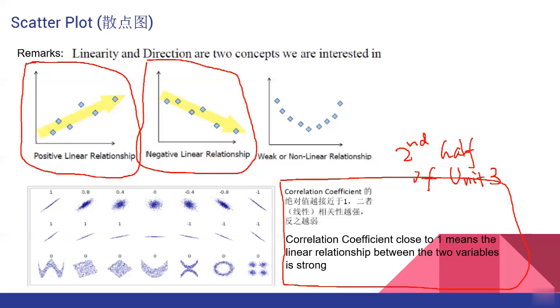The only thing you need to remember is how to describe these three patterns, okay? First one is called positive linear relationship. Second one is called negative linear relationship. And if there is no apparent linear relationship, we call it weak or nonlinear relationship. All right? Any questions?